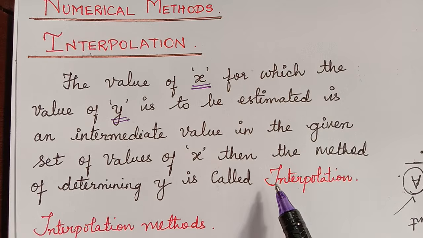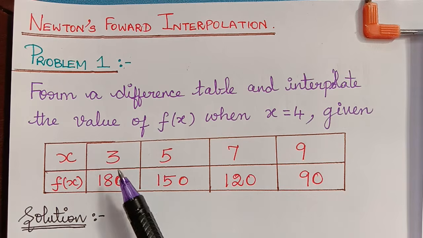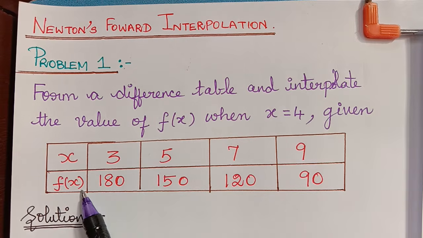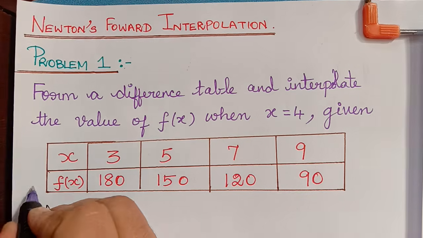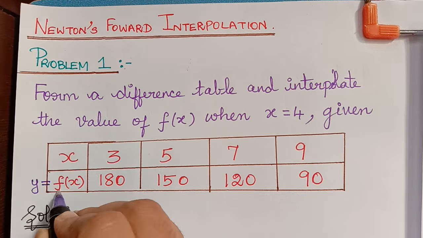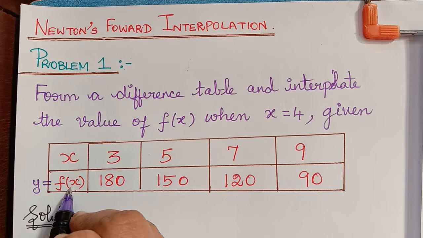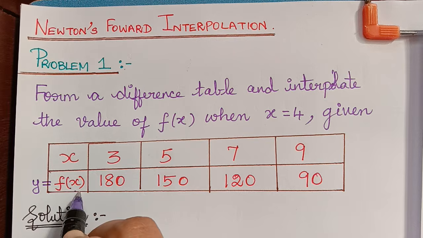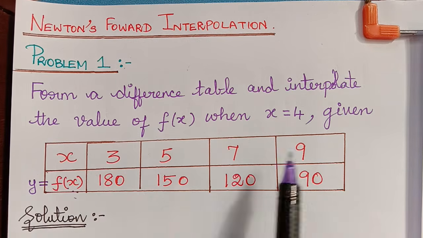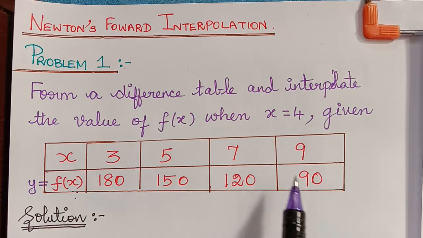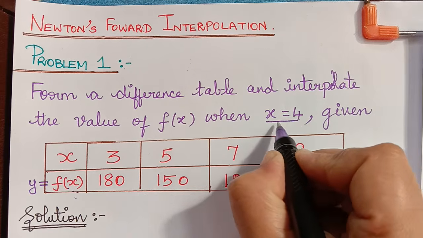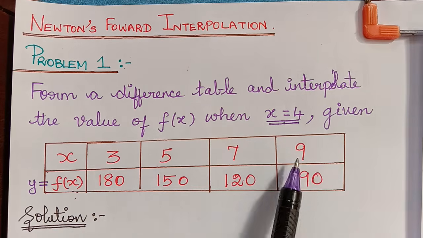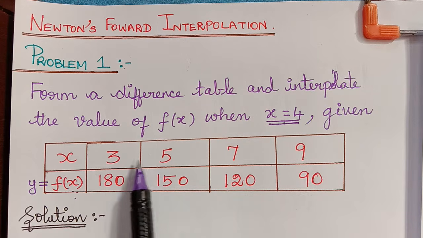For example, here we have an example where the values of x are given and the value of y, which is written as f of x. Actually y is equal to f of x, because it is a dependent variable, dependent on x, so it is written as a function of x. Now these are the values of x and these are the values of y. Here they are asking us to interpolate a value x equal to 4, which lies in the values of x, particularly in between 3 and 5.